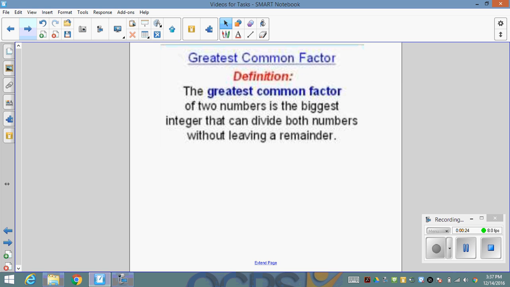Remember, integers are your whole numbers, so 0, 1, 2, 3, 4, 5, and then their negatives, -1, -2, -3, -4, -5. So no fraction pieces, no decimals. There are multiple ways to find a greatest common factor. We're just going to look at one of the ways in this video, but if you know a different way, feel free to use it.